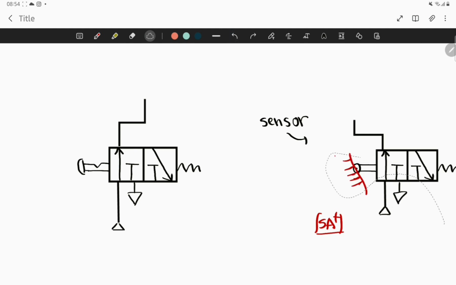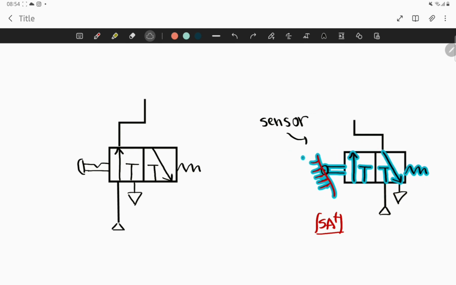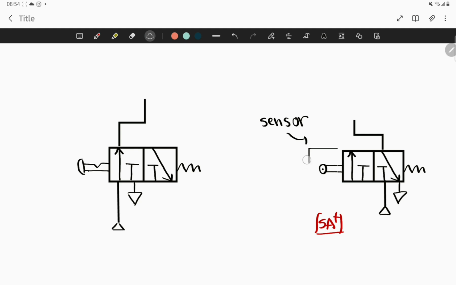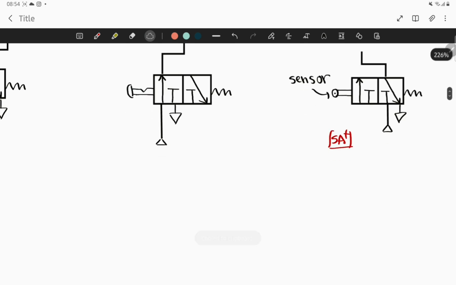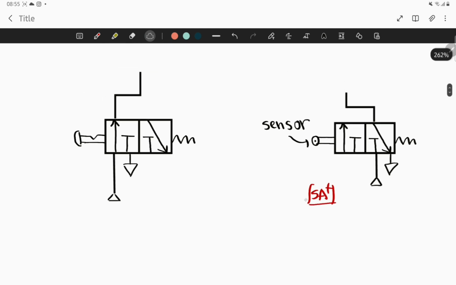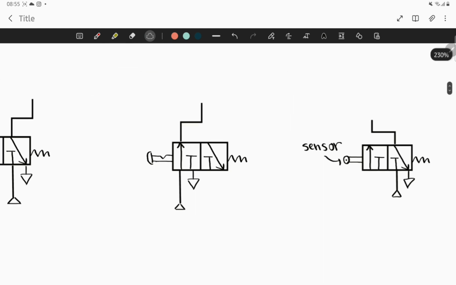I'm not good with this kind of drawings. Okay, but I don't know what happened here, but I think it's okay. I'm just gonna ignore it and just draw it like this. Yeah, okay. And that's it. That's what a sensor does.